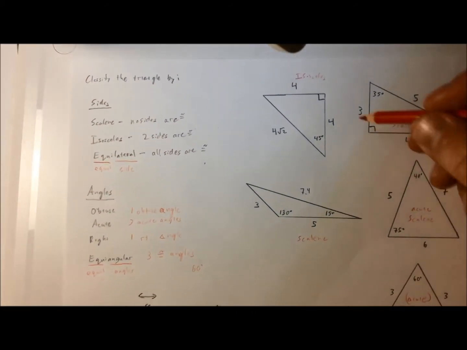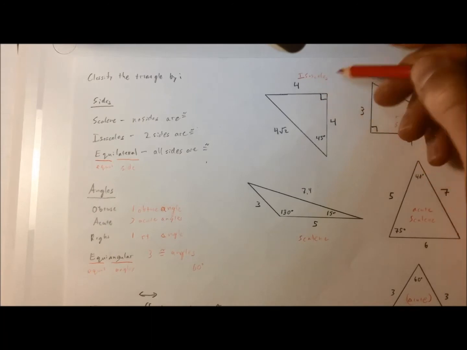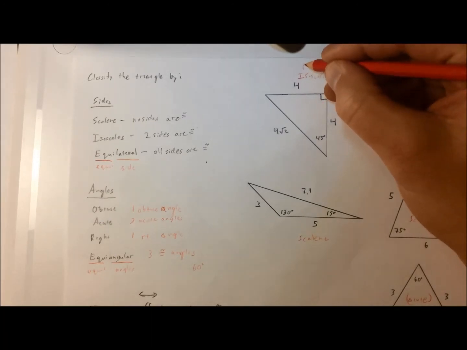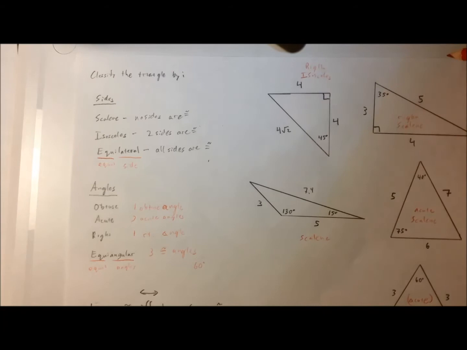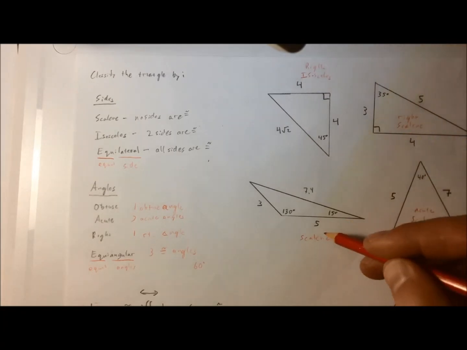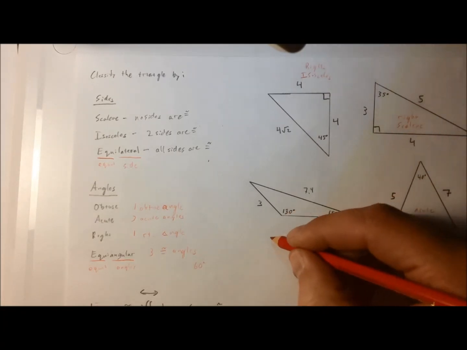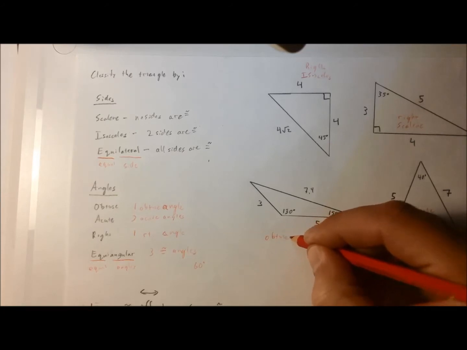Going back to these triangles up here, this isosceles triangle, it's got one right angle in it. So it's going to be a right isosceles triangle. And this one down here, it's got an obtuse angle in it, so it's going to be obtuse scalene.